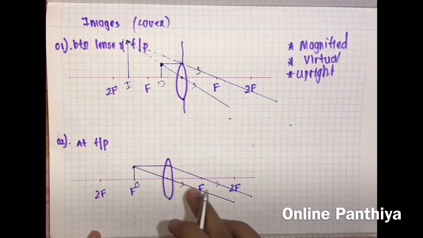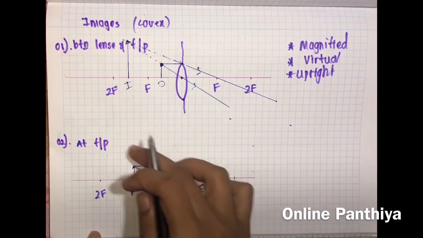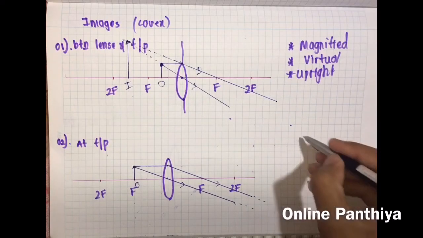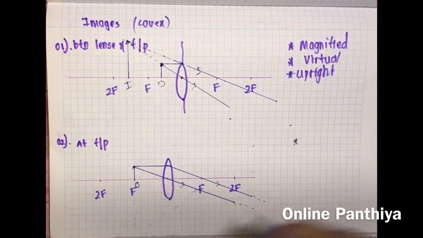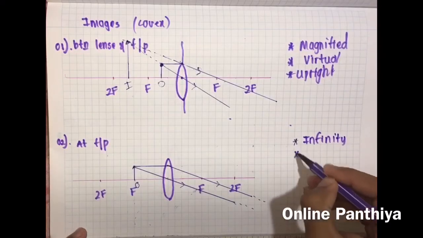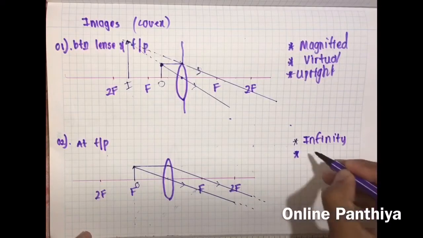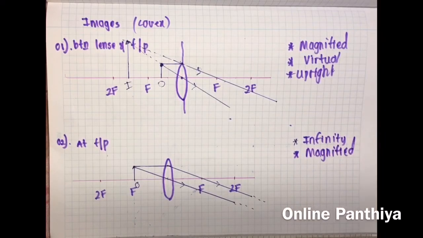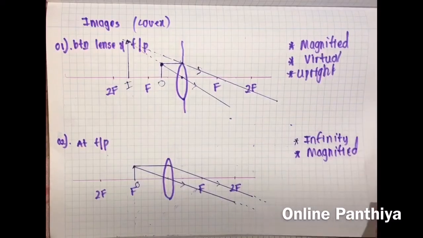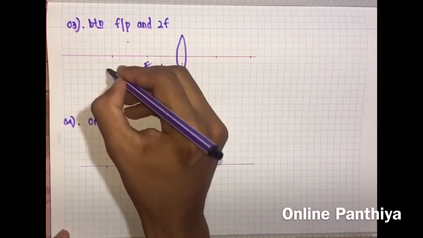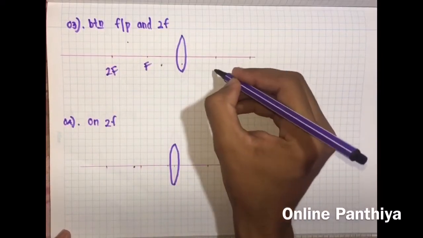The image, these lines do not meet. Even if you extend this side or whatever side, these lines do not meet. They go parallel to each other. Therefore we say that the image is formed at infinity. Also remember this point, the image is magnified. These are the two points. Is that clear? Then let us move on to the next part: what happens when you place an object between the focal point and 2F.